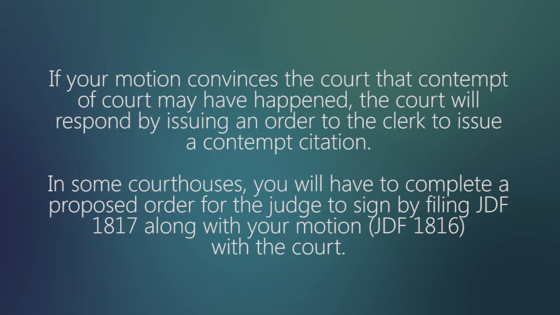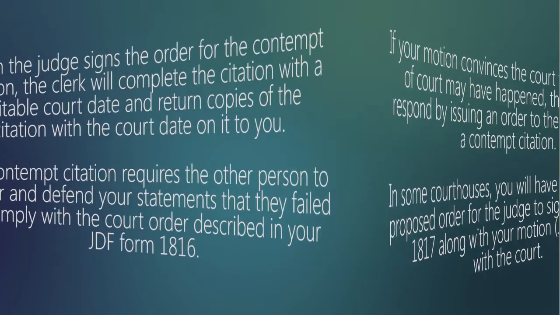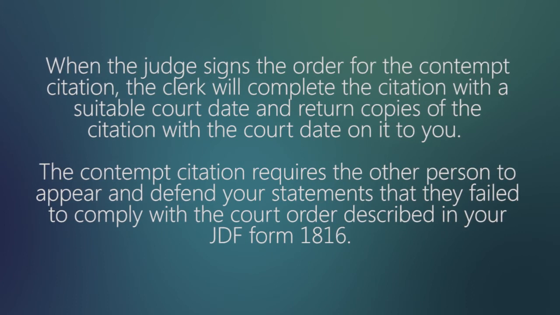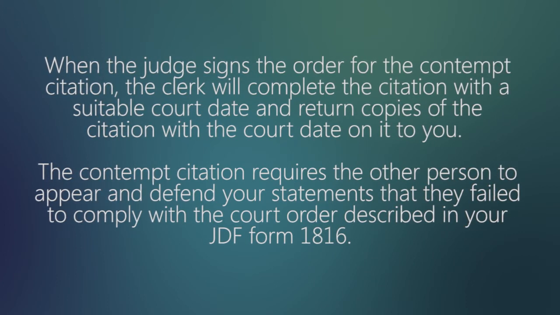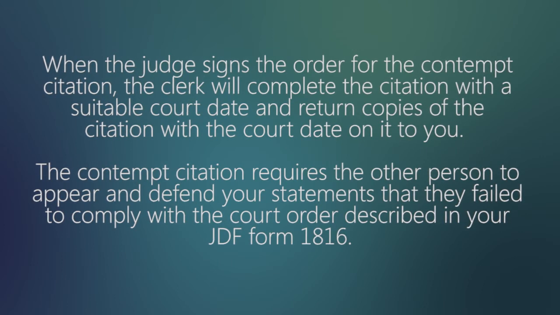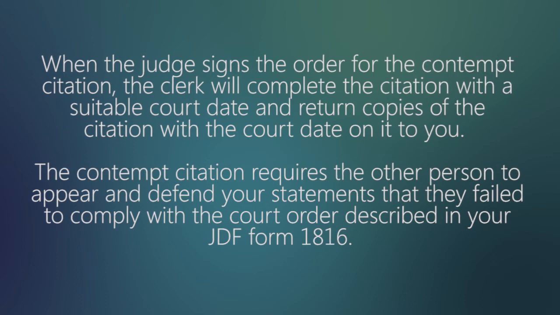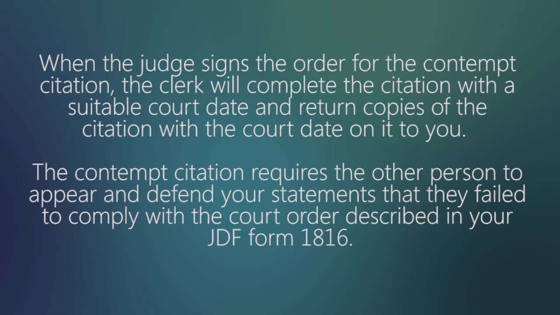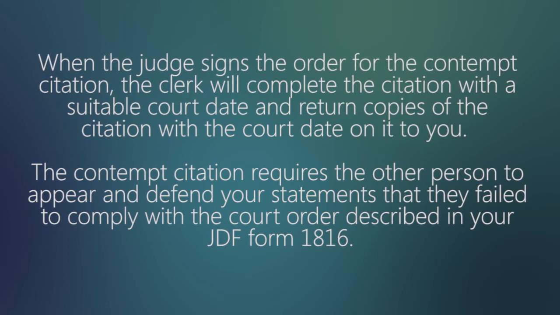In some courthouses, you will have to complete a proposed order for the judge to sign by filing JDF 1817, along with your motion JDF 1816 with the court. When the judge signs the order for the contempt citation, the clerk will complete the citation with a suitable court date and return copies of the citation with a court date on it to you. The contempt citation requires the other person to appear and defend your statements that they have failed to comply with the court order described in your JDF form 1816.